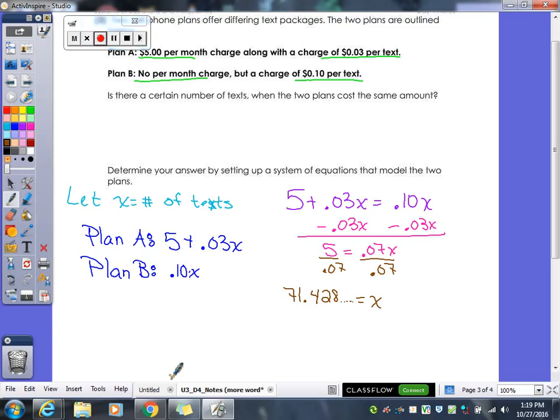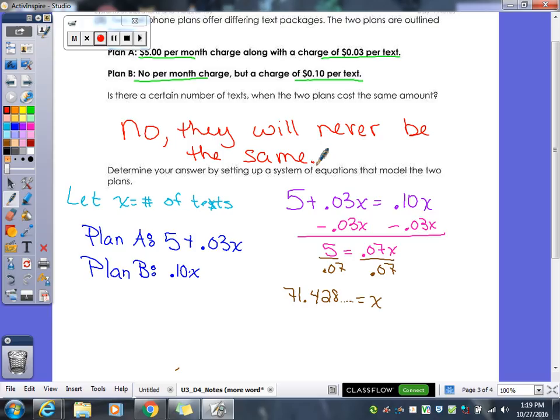So then my question for you is, they are equal when you send 71.428 text messages. Can you send 0.428 text message? No. Round it down. But if I round it down, then one plan's going to cost just slightly more than the other one. If I round up, then it switches, and again, one plan costs more than the other one. So will they ever actually be exactly the same? No. They will never be the same. And sometimes that happens. Again, sometimes rounding does not work.